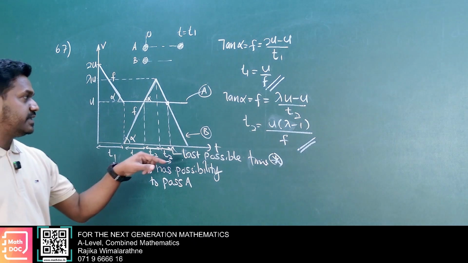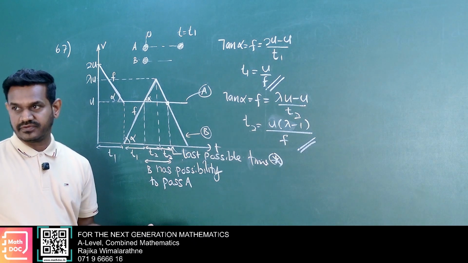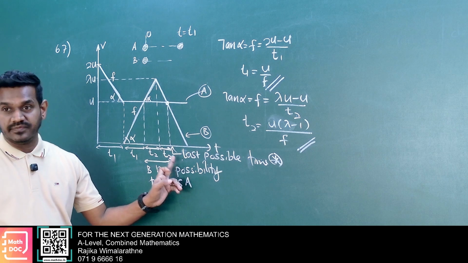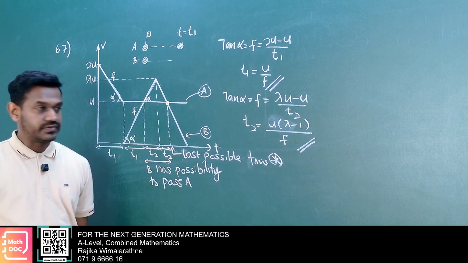Then for B not to pass, the displacement of B must be less than the displacement of A. So identify this last possible time, otherwise we can't get the solution.